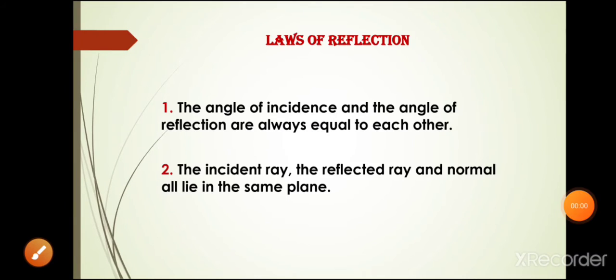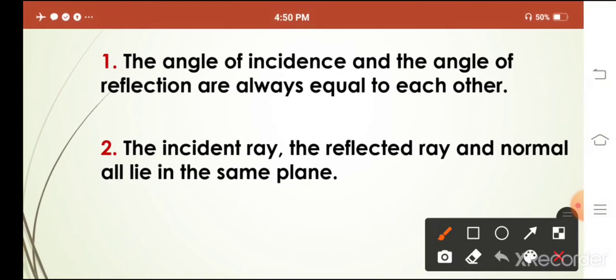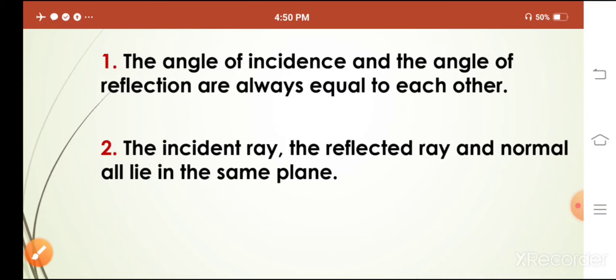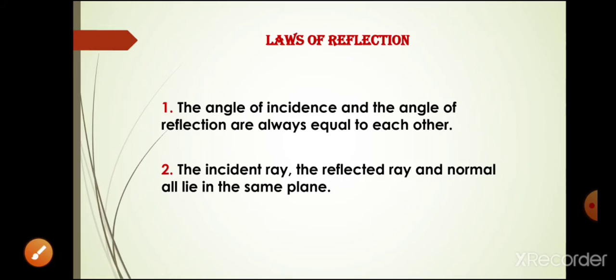Now students, you are aware of the terms incident ray, normal, reflected ray. So let's start with the topic laws of reflection. The first law is that the angle of incidence and angle of reflection are always equal to each other. It means that angle I always equals angle R. Now the second one: the incident ray, the reflected ray and the normal all lie in the same plane. So these two are called the laws of reflection.